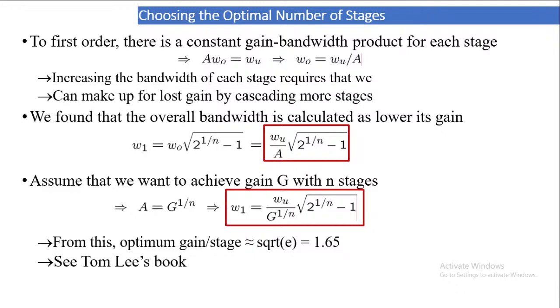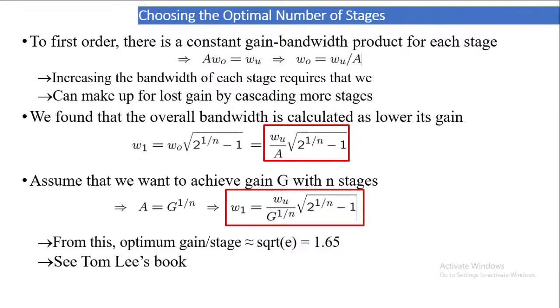So we are going to use n stages and gain is G, which means A is equal to G to the power 1 by n. Each stage will give you gain of G to the power 1 by n. Then if you use n number of stages, G to the power 1 by n whole to the power n is equal to G. So that way A is equal to G to the power 1 by n, if you want to use n number of stages to reach a gain of G.